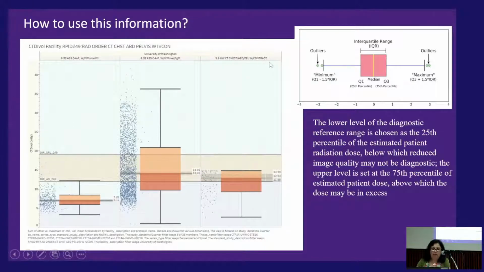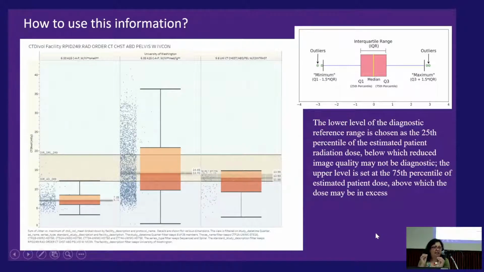Chest, abdomen, pelvis with contrast. This is also medium, large, small. I don't remember what the difference was. Maybe it's from a different scanner. But you can do things like that and play with your data however you want to analyze your data and compare to published literature.